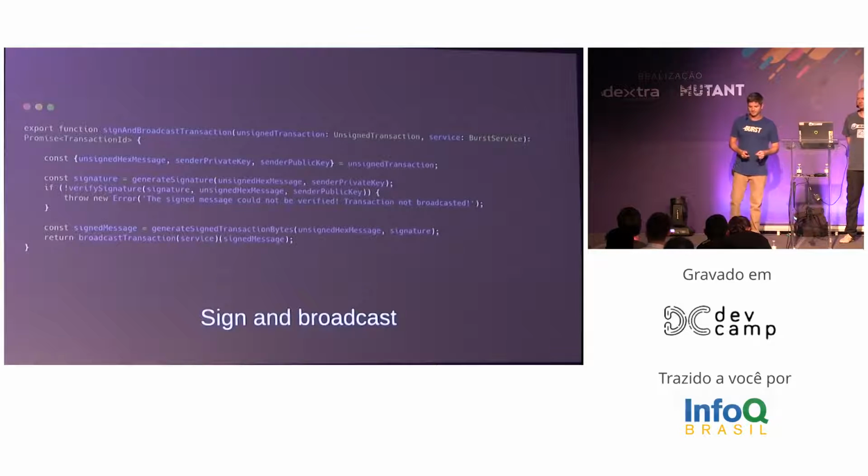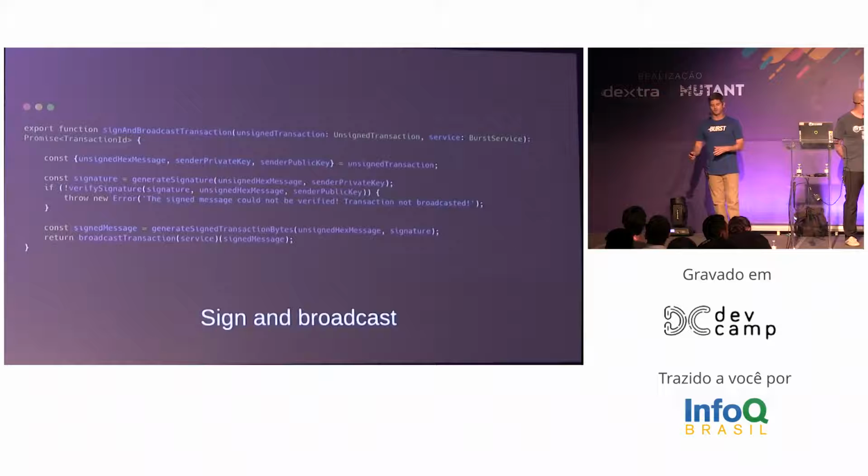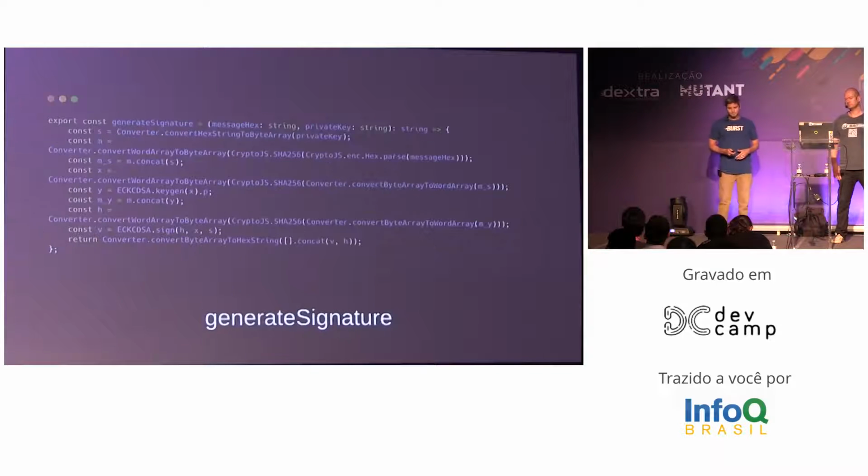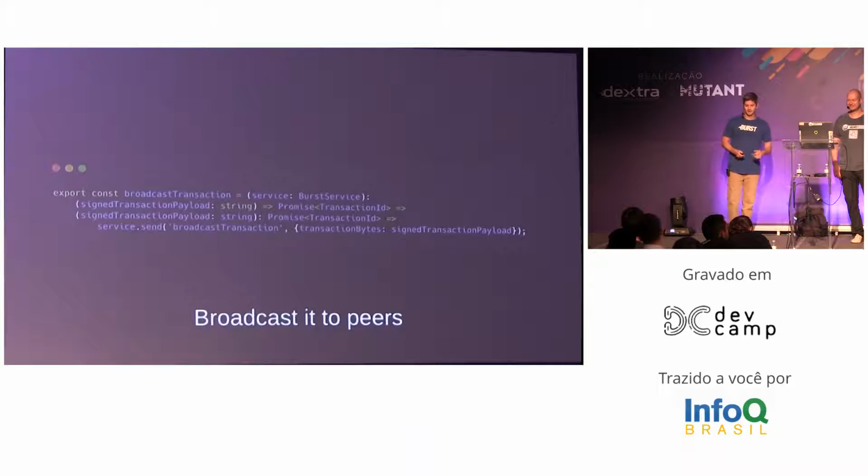So here's the function that signs and broadcasts a transaction. So given an unsigned transaction and a service, which is configured to hit whatever node you want it to hit, we're going to generate a signature using your sender's private key, and then we're going to broadcast that transaction finally at the very bottom there. This is what the generate signature function looks like for those who are really interested, just to show you that this is just cryptography under the hood. It's all client-side. It's all right there. You can inspect it. You can walk through it. There's no black magic.